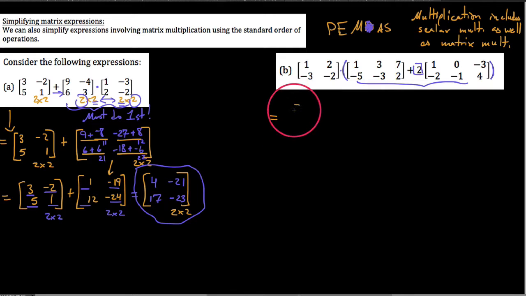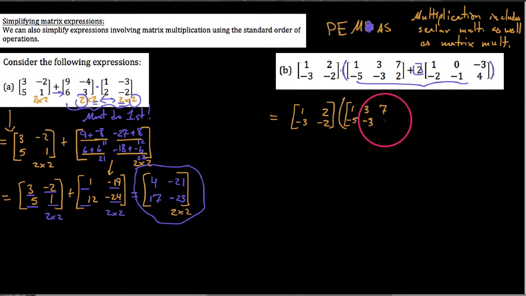So we're going to rewrite this, and what we have out in front is 1, 2, -3, -2, okay? And then we're taking that times, in parentheses, now I haven't done anything with this matrix here. It's this 2 by 3 matrix, 1, 3, 7, -3, -5, -3, and 2. And then we're going to add that to 2 times all of these. So we're going to go ahead and distribute our scalar here. We say 2, 0, -6, okay? And -2, -1, and 4.